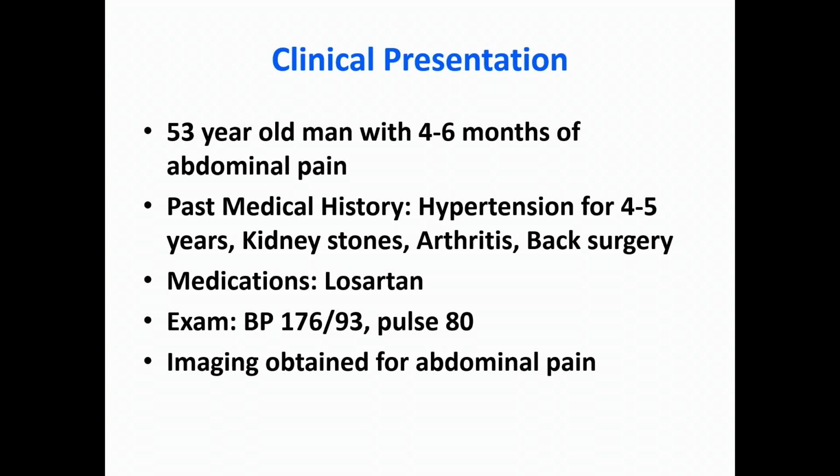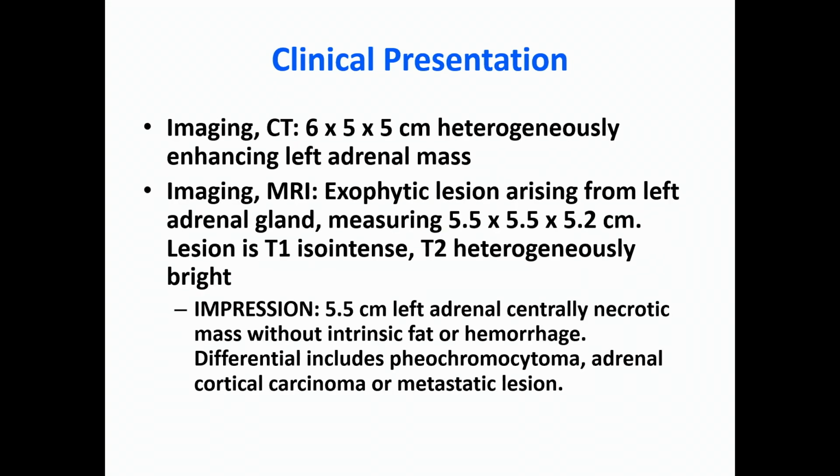And then he had imaging studies performed. He had a CT scan, which showed a 6 centimeter heterogeneously enhancing left adrenal mass. And he also had a follow-up MRI, which showed a lesion on the left adrenal gland, which is about 5.5 centimeters, and it was T2 heterogeneously bright. And the differential could include pheochromocytoma, adrenal cortical carcinoma, or a metastatic lesion.